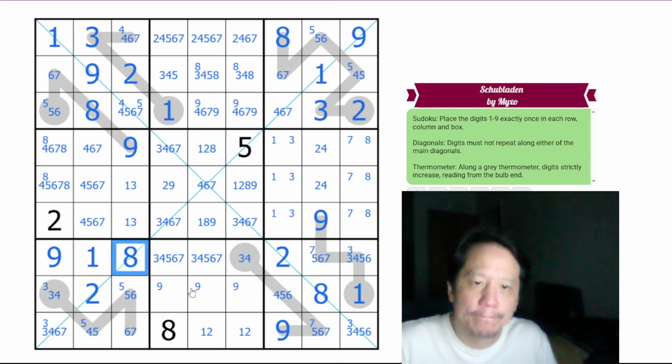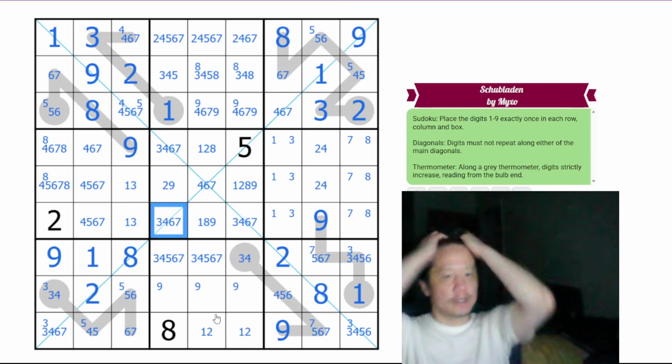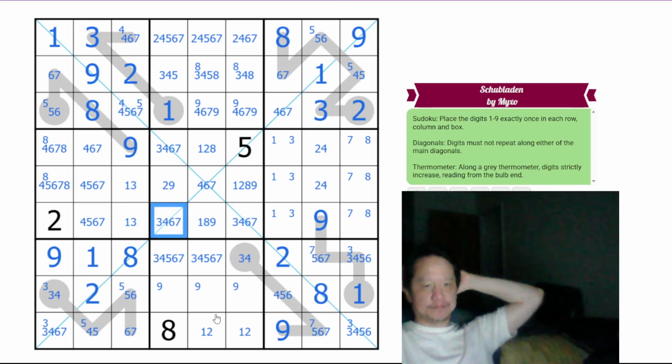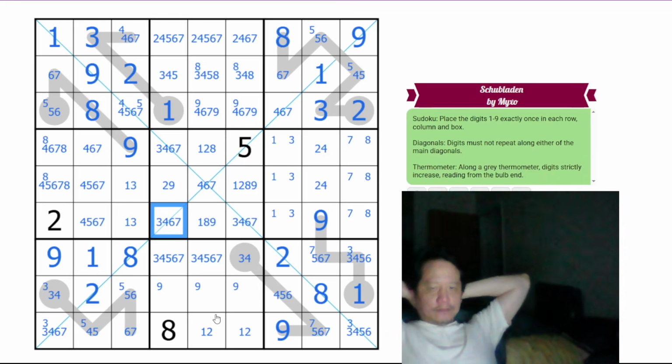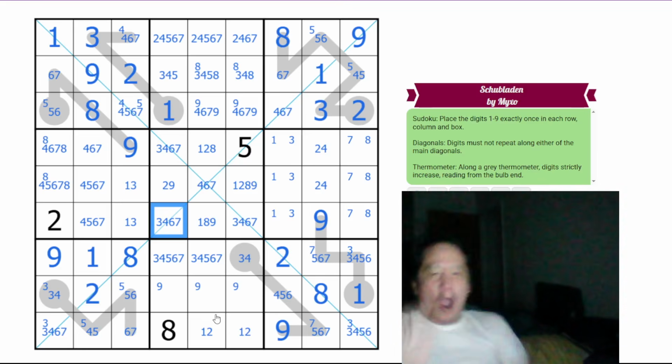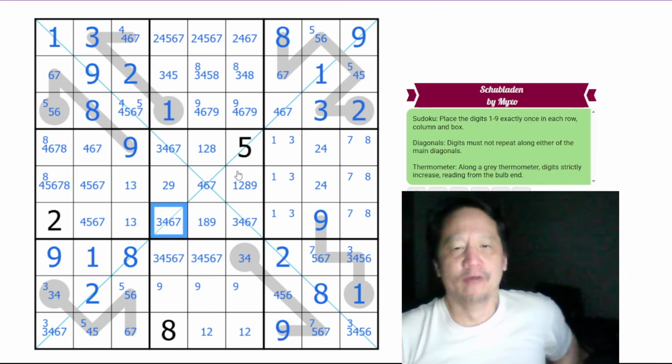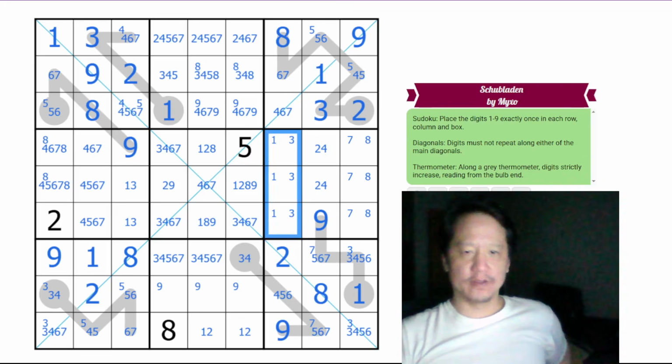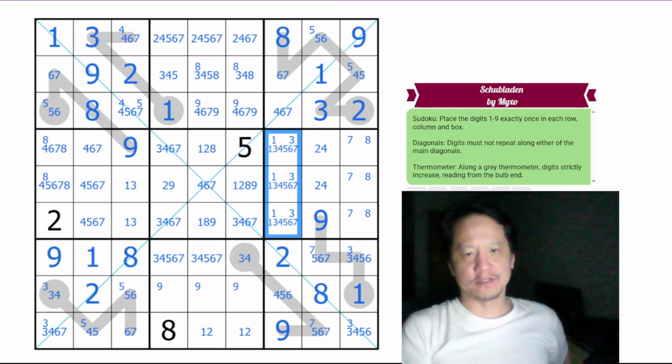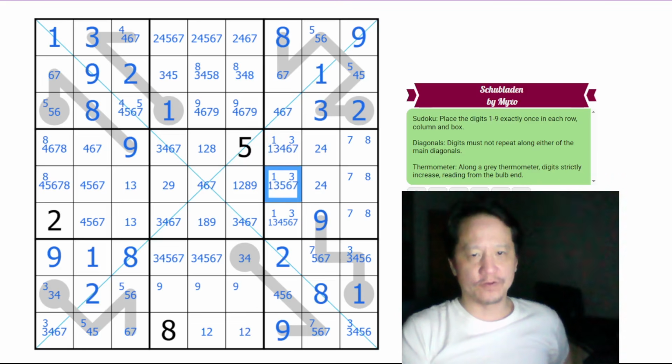Hmm. 3 is either here or here. They don't see any common digits. Remaining digits of column 7, we have 1, 3, 4, 5, 6, 7. No 5 here, no 4.